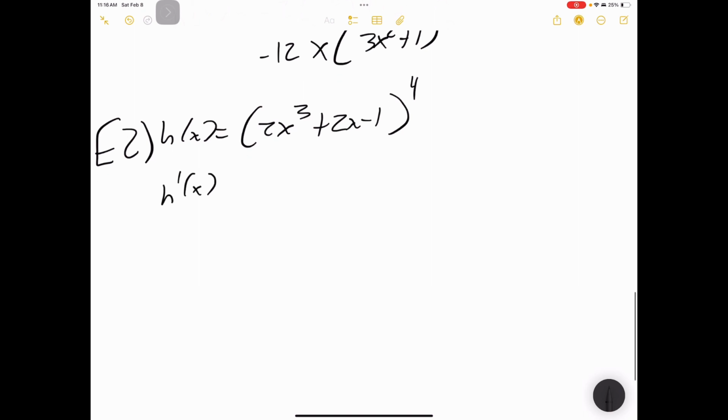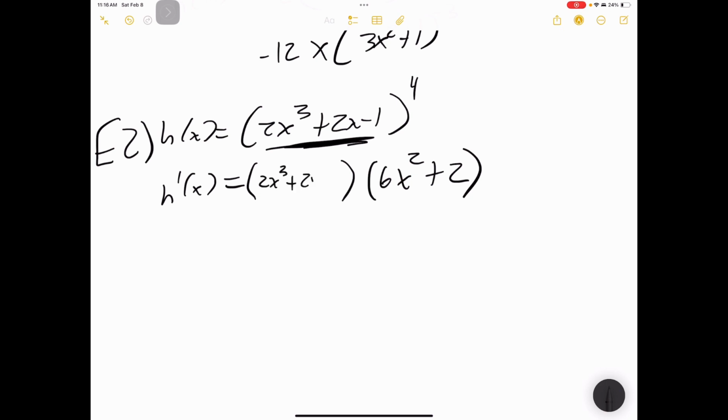h prime of x is going to be the derivative of the inside function. The derivative of the inside function here is 6x squared plus 2. And we're multiplying that by the derivative of the outer function. Well, for the derivative of the outer function, we're going to keep the inner function the same. We get 2x cubed plus 2x minus 1. And the derivative of something to the fourth power is that thing to the third power multiplied by 4. And that's it. That's how simple the chain rule can be.